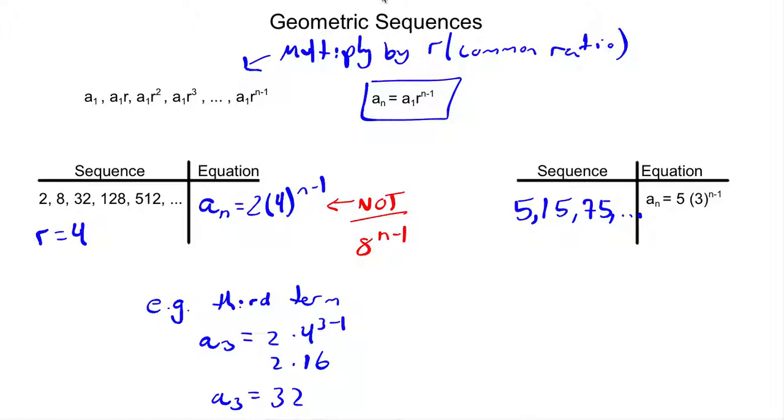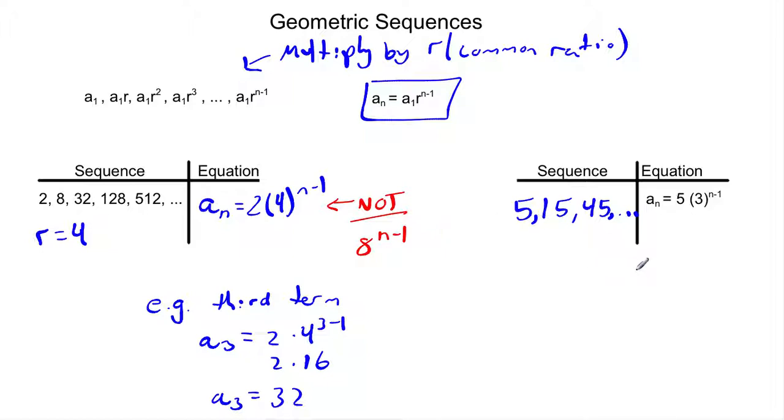Oh, sorry, not 75. I multiply by 3, so this is 45. So I need to have my afternoon tea because I can't do math right now.